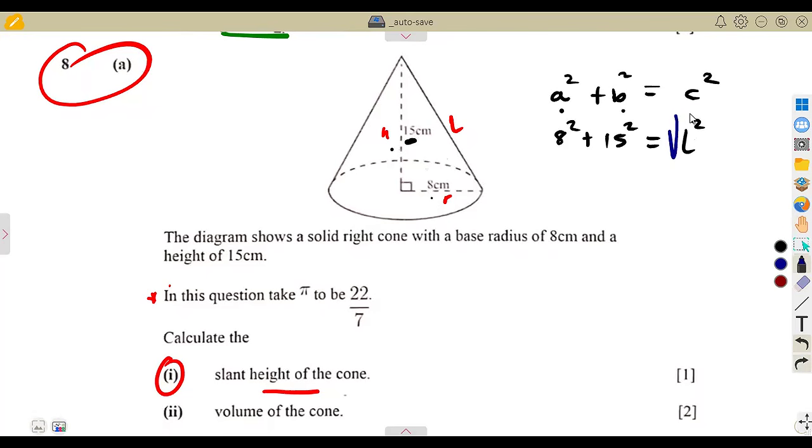So you can even introduce the square root. This is enough for you to give the answer there. So L is equal to the square root of this, which gives us the slant height, which is 17 centimeters.